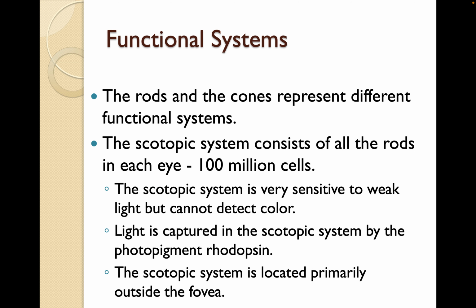The rods and the cones represent different functional systems. The scotopic system consists of all the rods in each eye, 100 million cells. The scotopic system is very sensitive to weak light, but cannot detect color. Light is captured in the scotopic system by the photopigment rhodopsin. The scotopic system is located primarily outside the fovea.